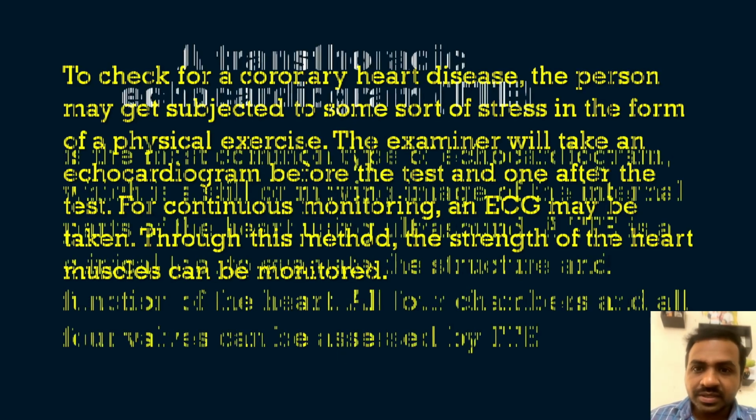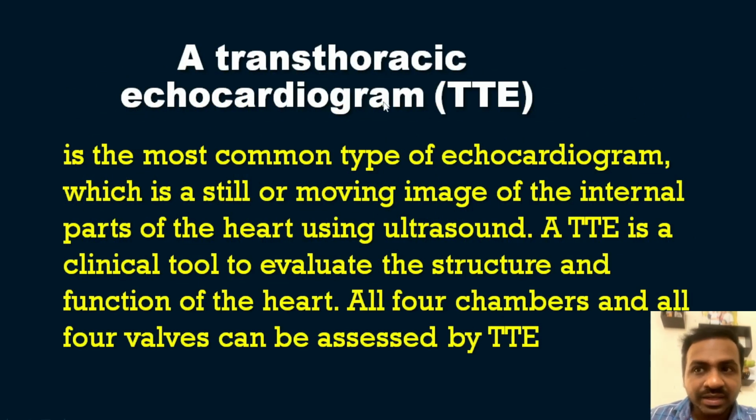Then what about the other options? Let us see what a transthoracic echocardiogram, or TTE, is. This is the most common type of echocardiogram, which is a still or moving image of the internal parts of the heart using ultrasound. Here also ultrasound is the method, and a moving or still image of the internal parts of the heart can be detected. It is a clinical tool to evaluate the structure and function of the heart, and all 4 chambers and all 4 valves can be assessed by transthoracic echocardiography. So that's a short note regarding the TTE.